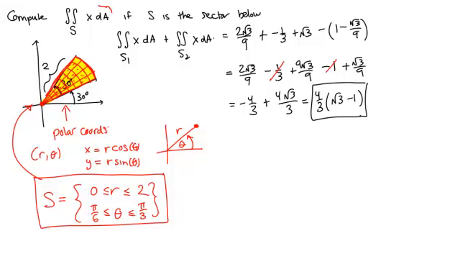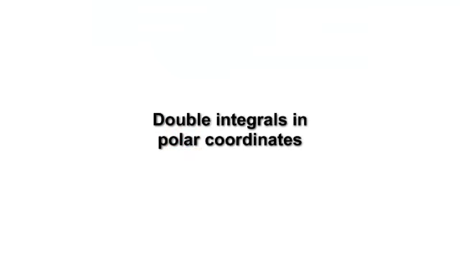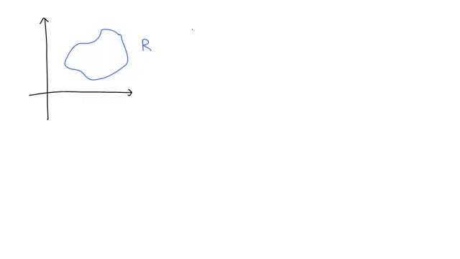So is it possible to convert an integral from rectangular coordinates to polar coordinates? That's the idea of this lecture. Let's suppose we've got a region in the plane, and we want to work out the double integral of some function f of x, y over this particular region.